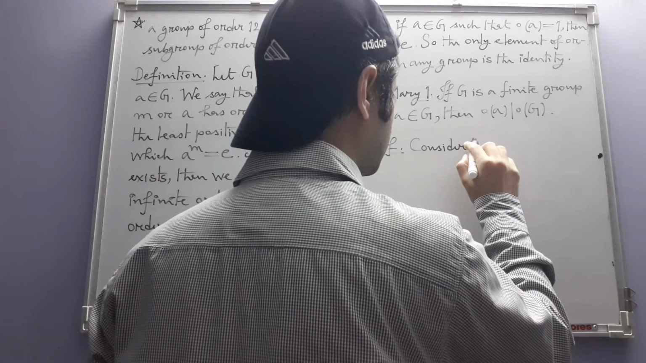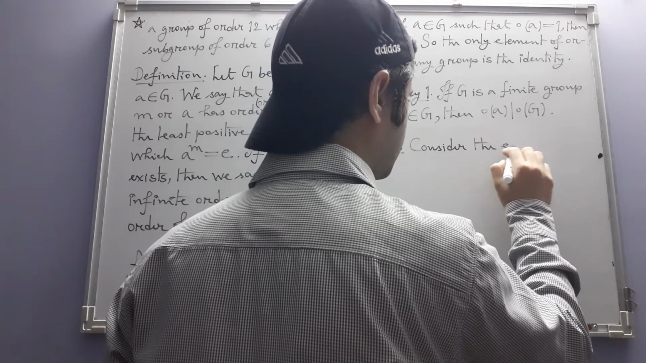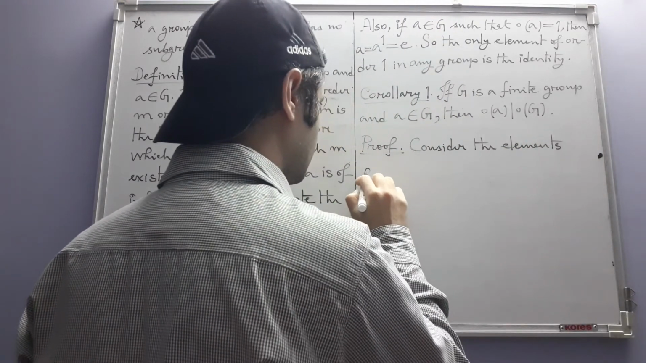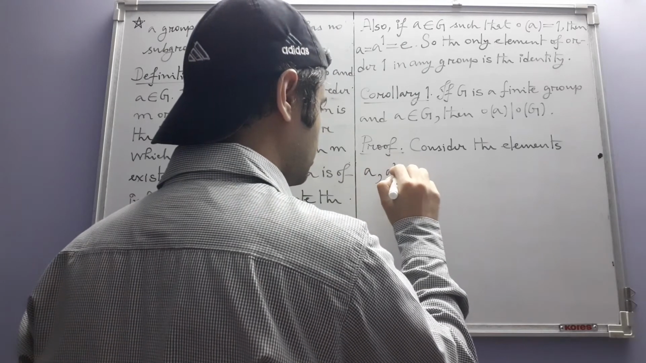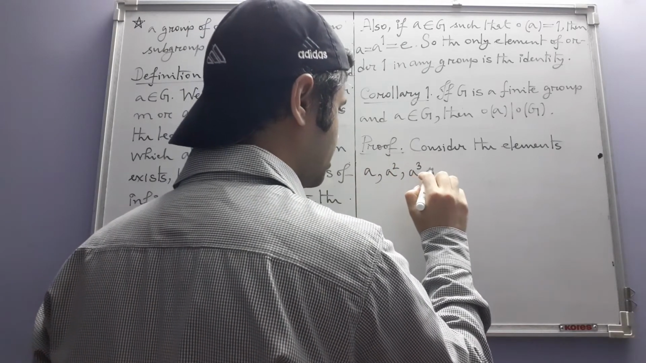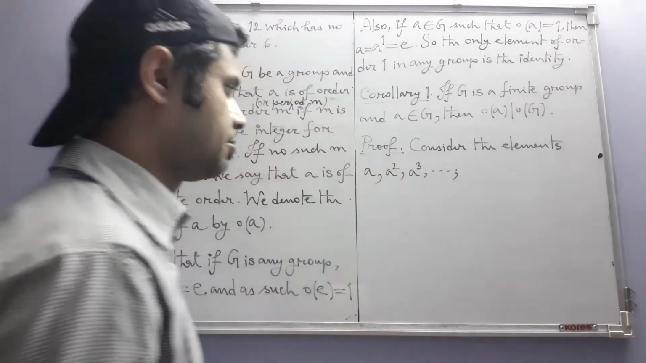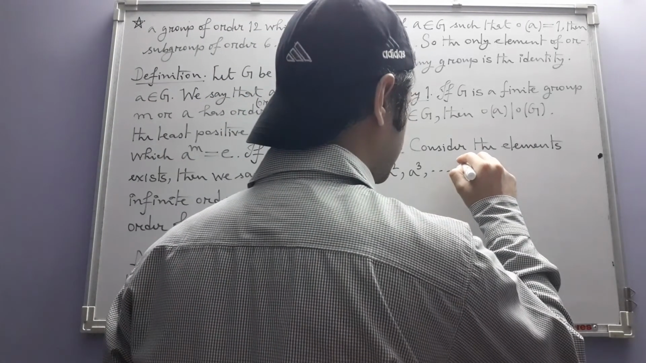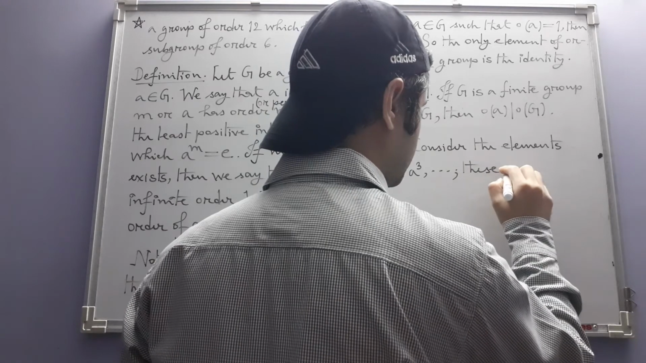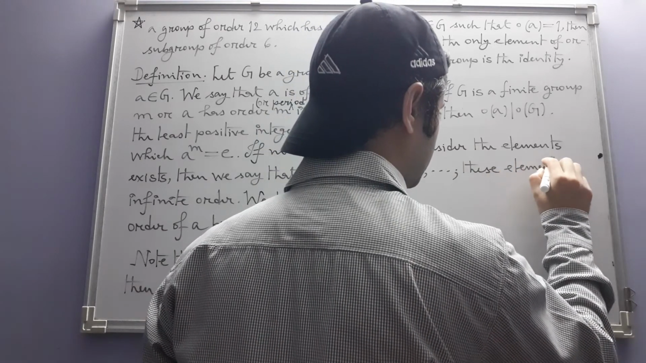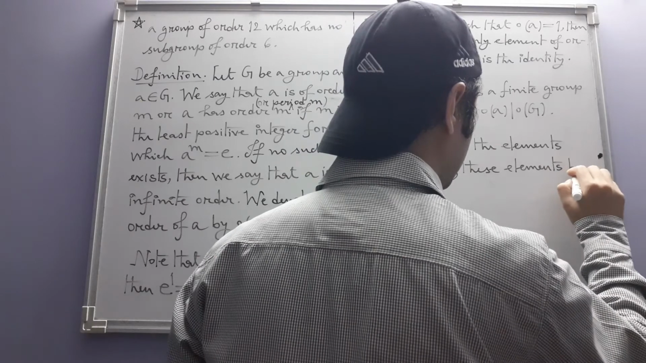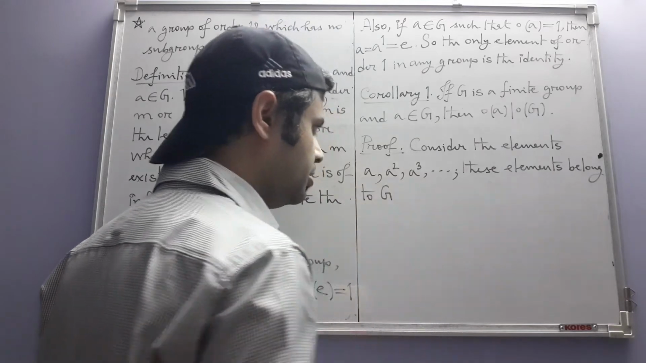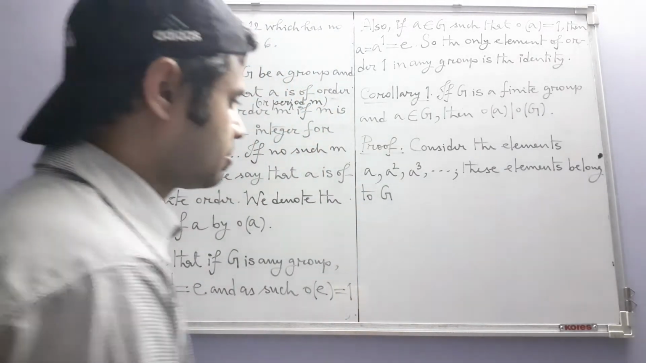Consider the elements A, A square, A cube, etc. All the positive integral powers of A. These elements all belong to G because G is closed.